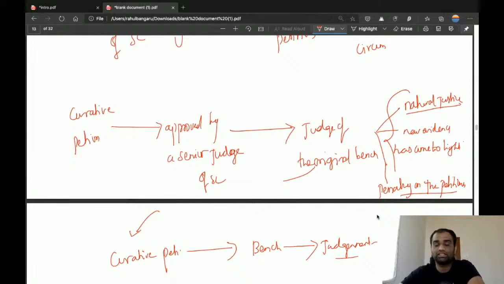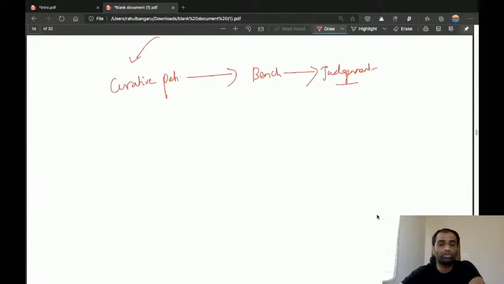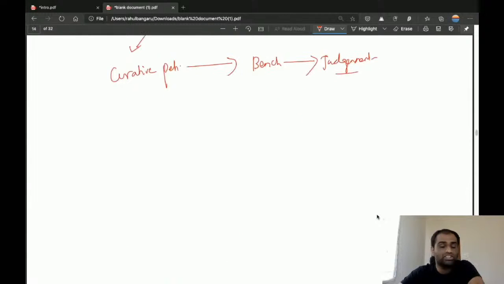After that, a judge of the original bench will examine whether the Supreme Court has violated the principles of natural justice or not, or if any new evidence has come to light. If he feels that the curative petition is not worthy of review, he can also impose a penalty on the petitioner for wasting the Supreme Court's time. After this judge accepts the curative petition, it will go before a bench of the Supreme Court, and that bench will give its judgment.